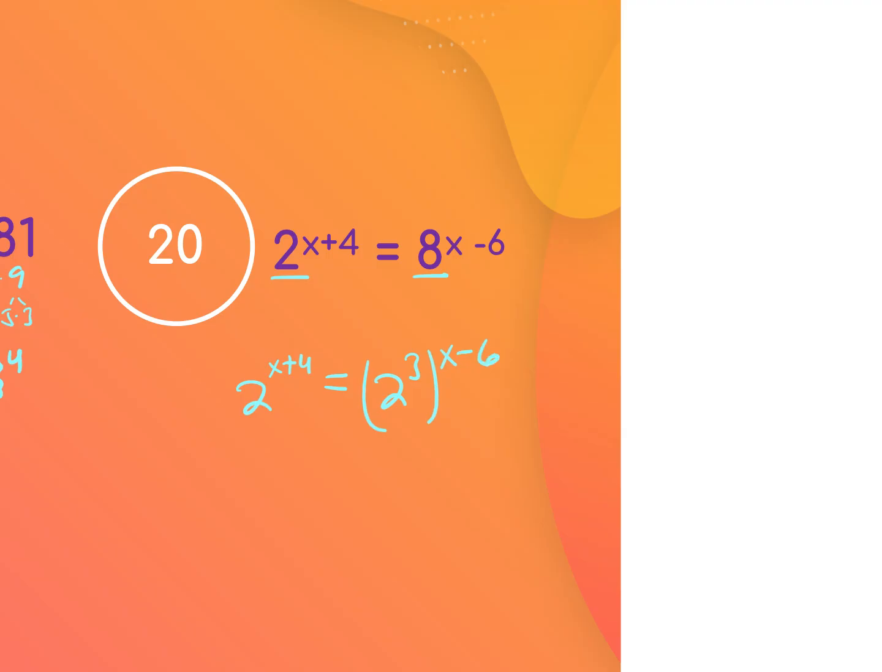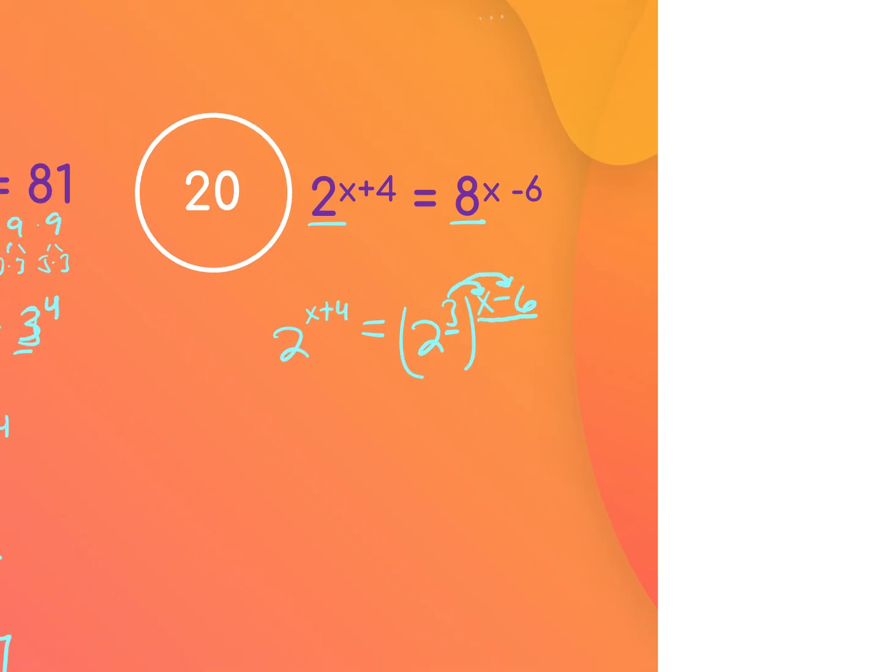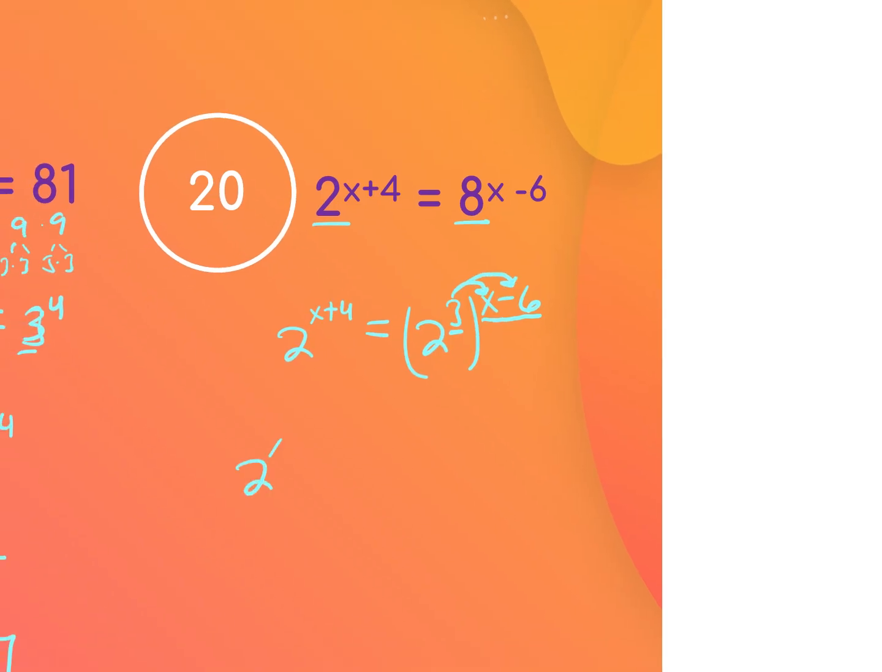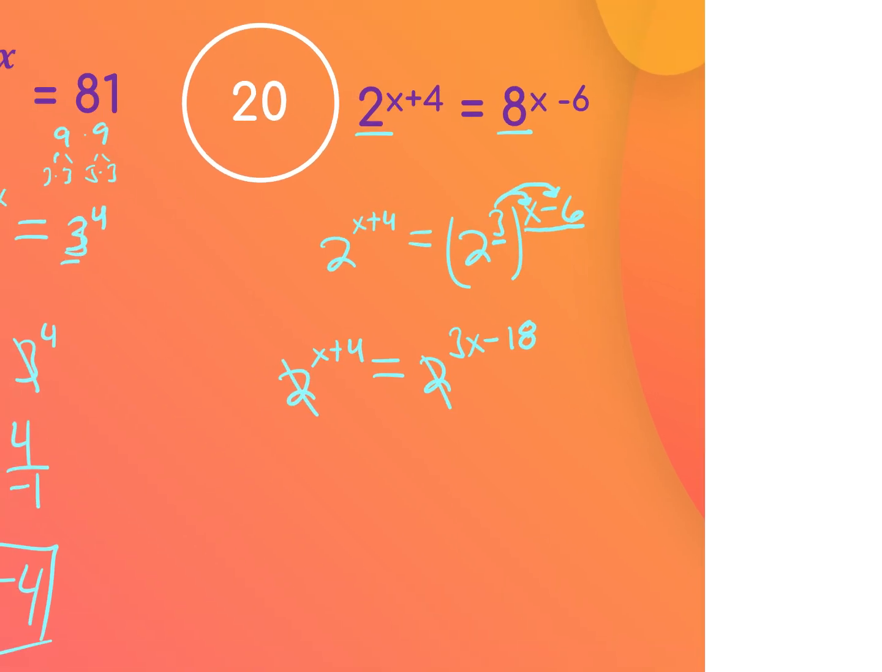And power to a power, you're going to multiply. So that 3 is going to be multiplied with the entire x minus 6. So that 3 is going to distribute to each of these, right? So then we end up with 2 to the x plus 4 equals 2 to the 3x minus 18. And then, as always, we have the same base. I can cross. So then this is going to be x plus 4 equals 3x minus 18.